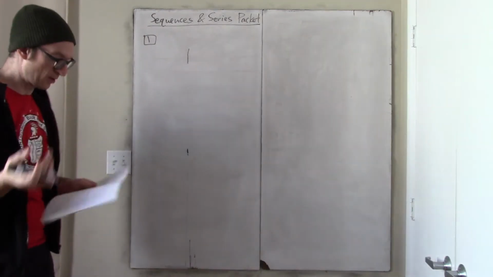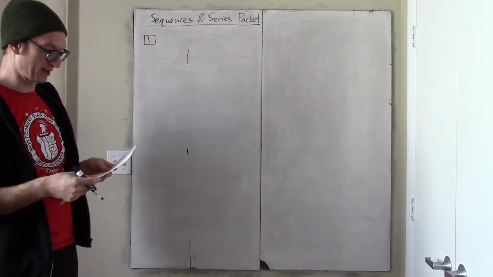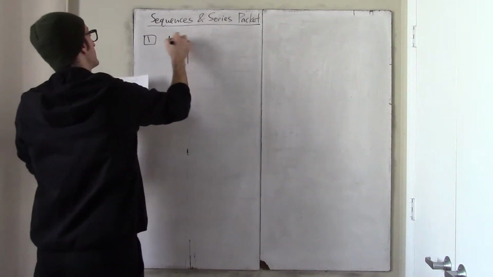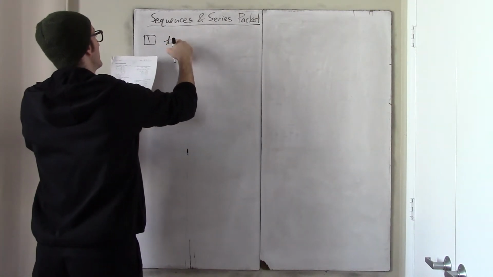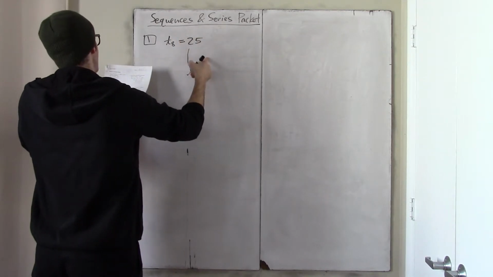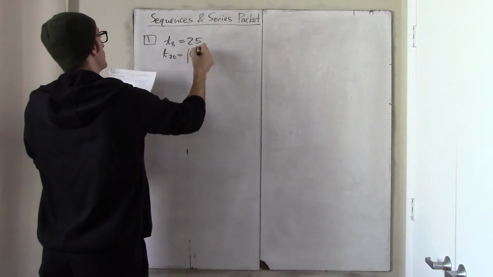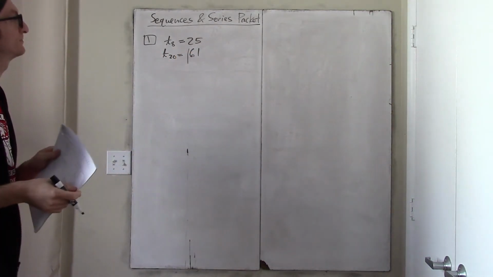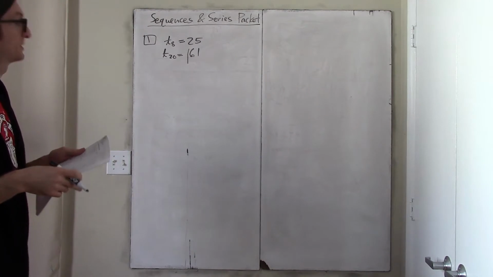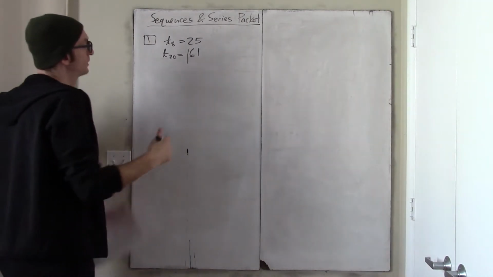These are all sort of basic kind of problems, but that doesn't necessarily mean they're easy because new things are hard. So here we go. We're given some information. The 8th term of some sequence is 25, and the 20th term is 61. This is an arithmetic sequence. Question, what's the first term? Okay, so hopefully this is not too difficult.